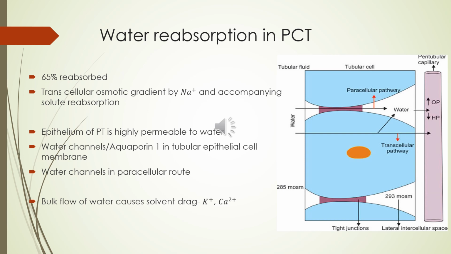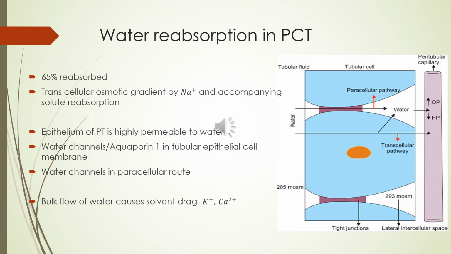So the epithelium of proximal tubules is highly permeable to water, and the water passes through water channels of aquaporin 1 in the tubular epithelial cell membrane and water channels in the paracellular route. See, there are 5 types of aquaporins in human beings. The first 3 are located in kidney tubules, 4th in the brain, and 5th in the salivary glands. So aquaporin 1 is located in the tubular epithelial cells of proximal tubules, and so the transcellular reabsorption of water occurs through this aquaporin 1. And the paracellular route occurs through the water channels in between the cells.